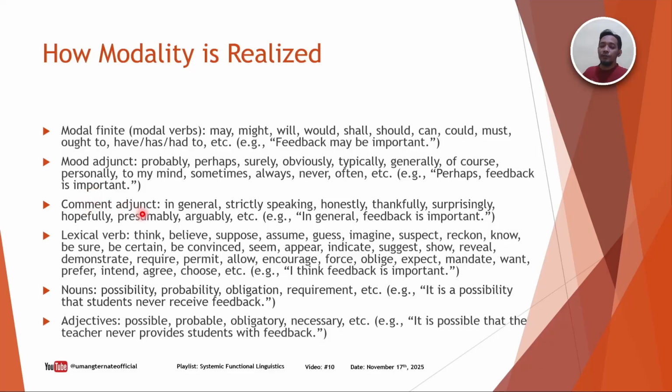Comment adjunct. There are some examples here, like in general, strictly speaking, honestly, thankfully, surprisingly. They are also used to realize the modal meaning. Like in general, feedback is important, which means that the speaker believes that in a particular or specific context, maybe feedback is not that important, but in general, feedback is important. So there is modal meaning here.